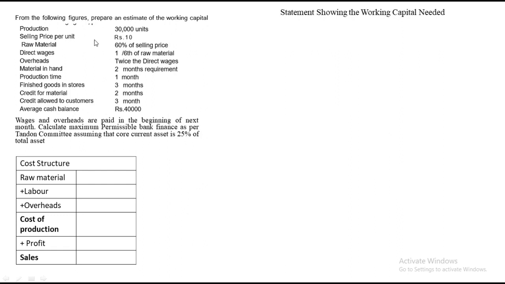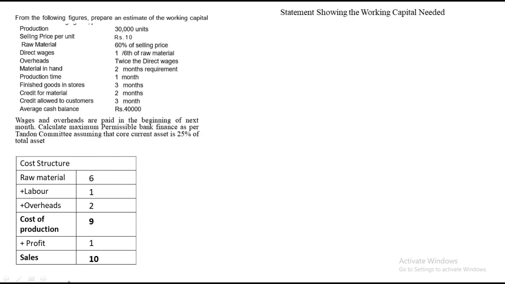I can see here selling price per unit is rupees 10. So we note down that selling price is 10. Raw material is 60% of selling price, so 60% of 10 is rupees 6. So raw material is 6. Direct wages, that is nothing but labor, is 1/6 of raw material. So raw material divided by 6 will give you 1. So labor is 1. Overheads is twice of direct wages, so double of 1 is 2. 6 plus 1 is 7, 7 plus 2 is 9. So my cost of production is 9. Selling price is 10, so I have got a profit of rupees 1. So our entire cost structure is ready.